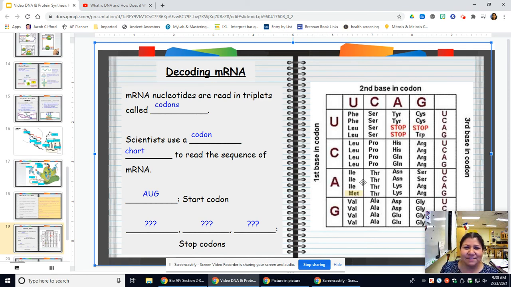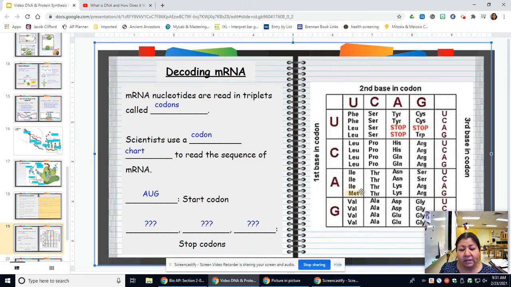My last letter in my codon, remember my start codon was AUG, is G. So I'm going to come over here to the right-hand side, look at this third base, and find the letter G. I'm going to trace that G back to the box I was in, and I can see I have MET, which is methionine. So AUG is my start codon. That's why I went ahead and highlighted this.